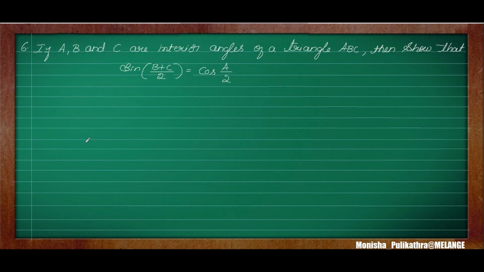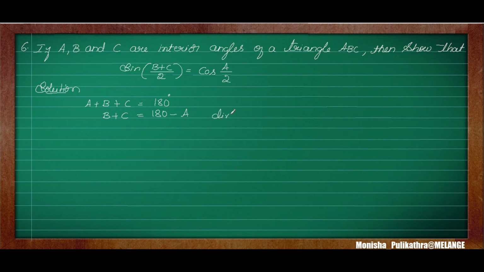Moving on to the sixth question. Here A, B, C are the interior angles of a triangle ABC. Then we need to show that sin((B plus C) by 2) is equal to cos(A by 2). Here they have given A, B and C are the interior angles of a triangle. We know that the three angles of a triangle sum to 180 degrees, right? So let us consider this A, B, C as the three angles of the triangle, that is A plus B plus C is equal to 180 degrees. So next B plus C is equal to, I'll be shifting this A to this side, 180 minus A.